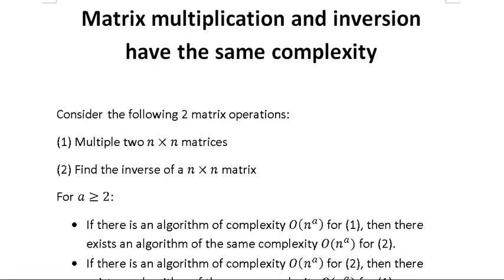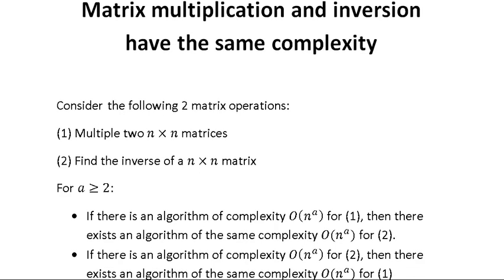Today we're going to look at two common matrix operations, matrix multiplication and matrix inversion. We know that finding the inverse of a matrix is much more complicated than finding the product of two matrices. But it turns out that the two operations have the same computational complexity.